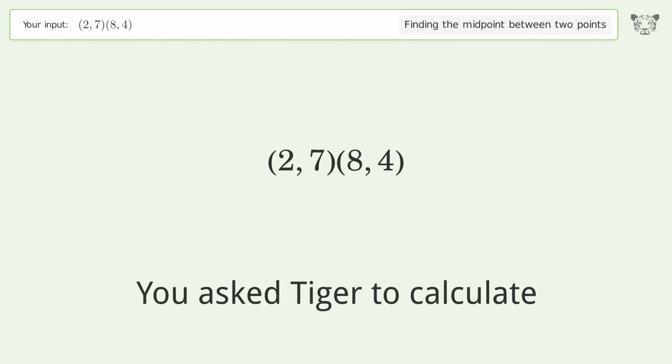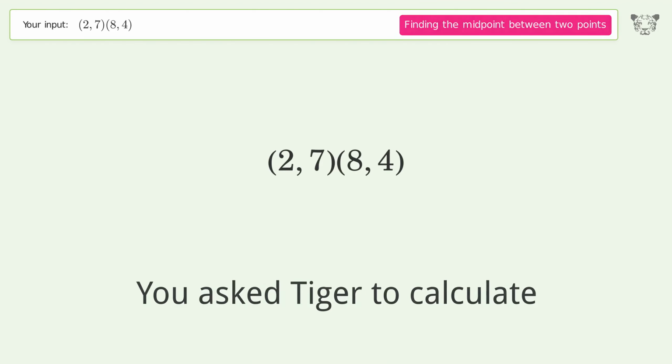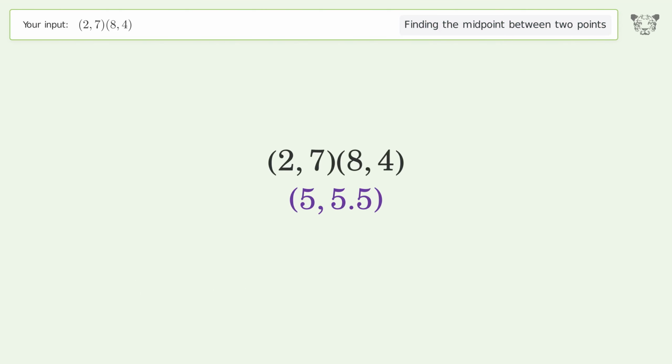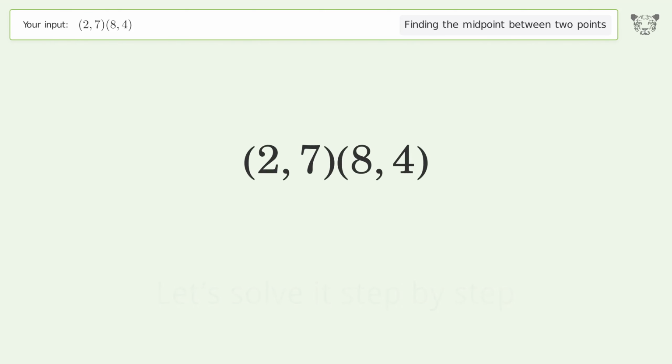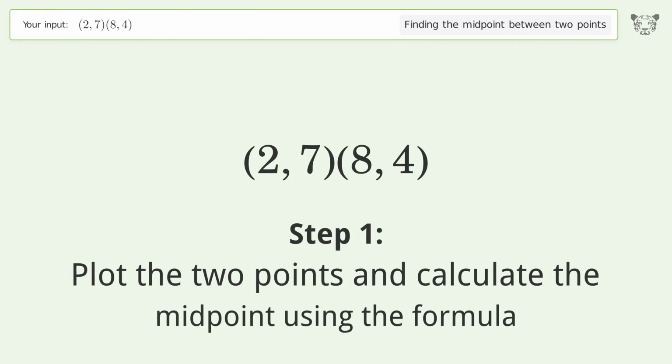You ask Tiger to calculate. This deals with finding the midpoint between 2 points. The midpoint between the 2 points is 5.5. Let's solve it step by step. Plot the 2 points and calculate the midpoint using the formula.